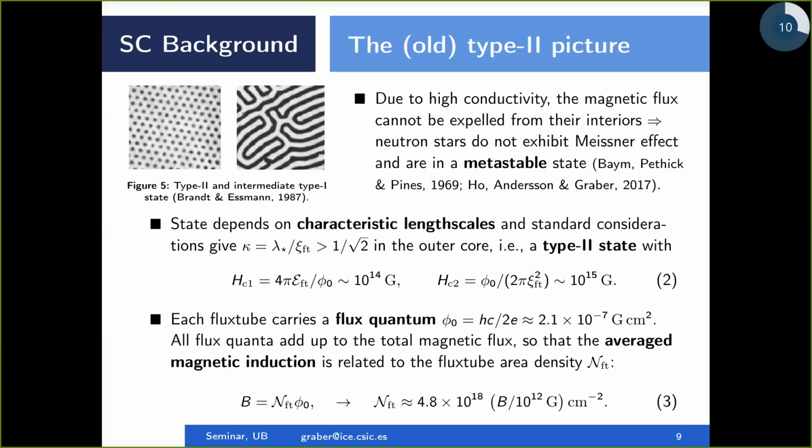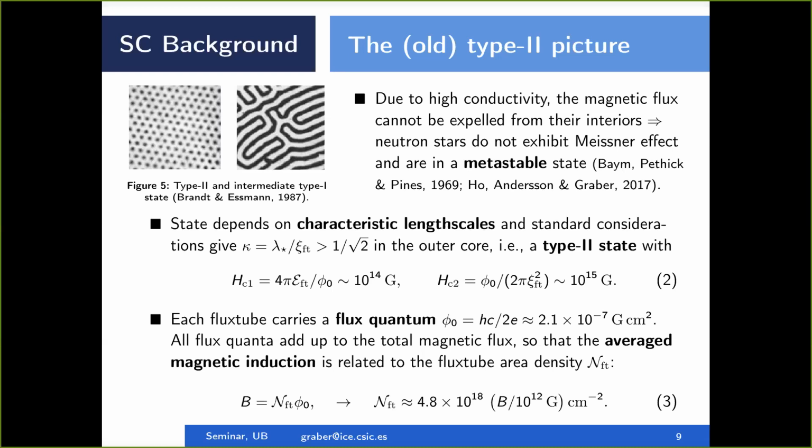Okay, so how does this connect to the neutron star interior? I've titled this the old type 2 picture, because this is the idea that people have in their minds when they talk about neutron star superconductivity. That stems from the seminal paper from Baym, Pethick and Pines from 1969, where they essentially argued that the conductivity in neutron star matter, even in the normal case, is so high that as you go through this transition from the normal case to the superconducting case, the timescales to expel the flux, to exhibit the Meissner effect, are incredibly long, something on the order of the age of the universe.